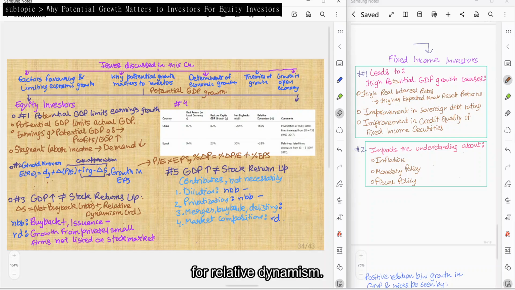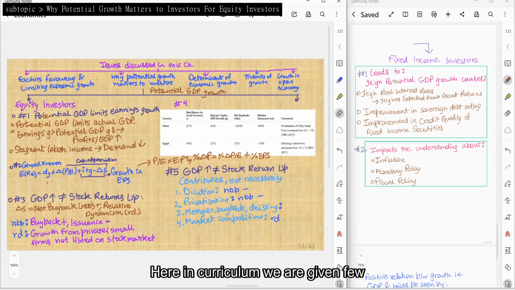For relative dynamism, all growth in GDP does not come from public equities. Growth also comes from private small firms not listed on the stock market. So this component is subtracted from this I plus G.